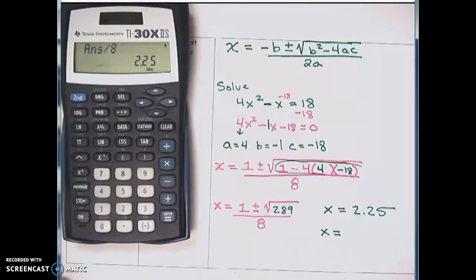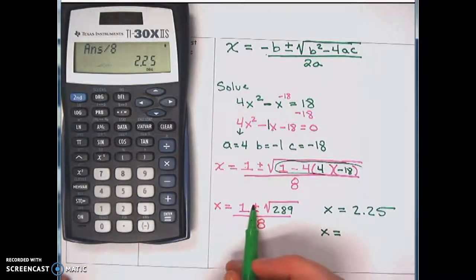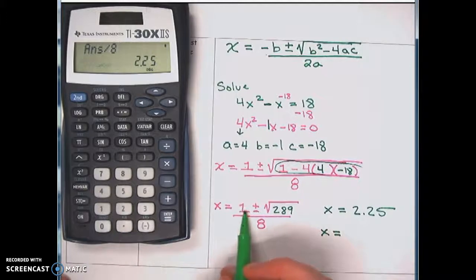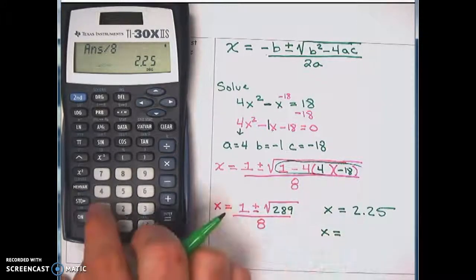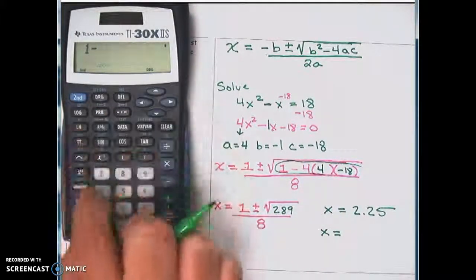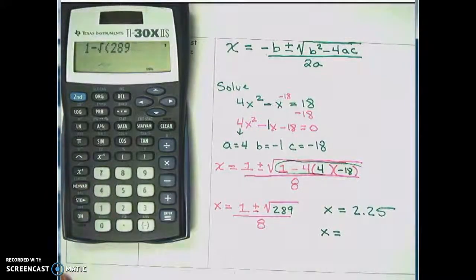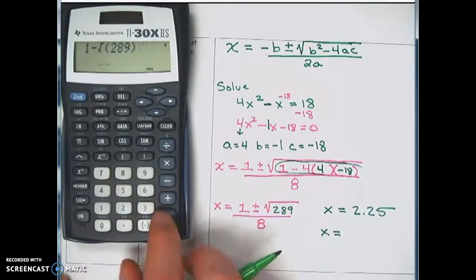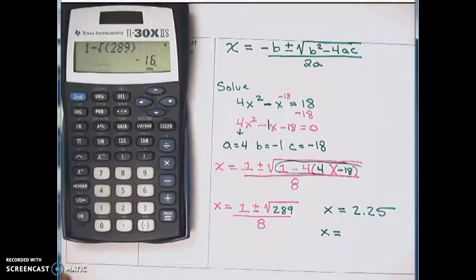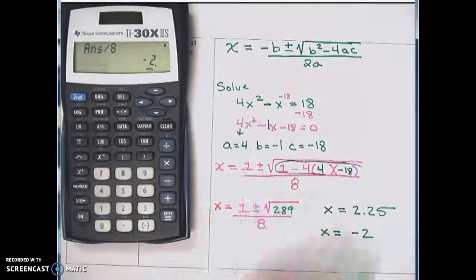And then to get my other answer, instead of doing 1 plus the square root of 289, now I'm going to do 1 minus the square root of 289. So 1 minus the square root of 289. And just like last time, I'm going to just hit enter here and then divide by 8. Doing that doesn't mess up my order of operations. So I have that negative 16. I can't forget to divide it by that 8, and I get negative 2. So my two x values that would make this equation true are 2.25 and negative 2.